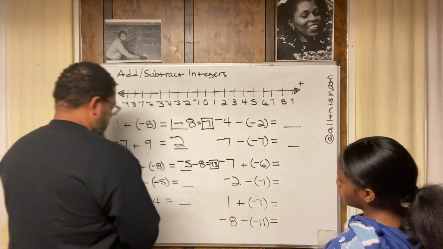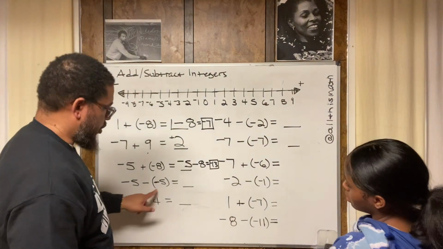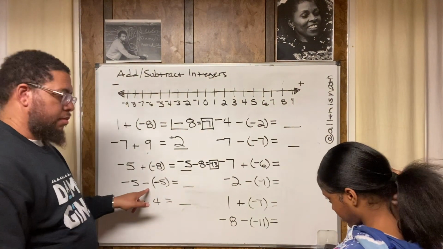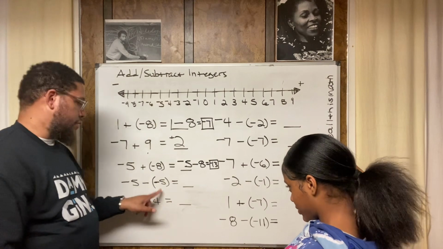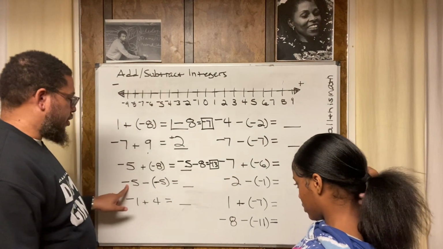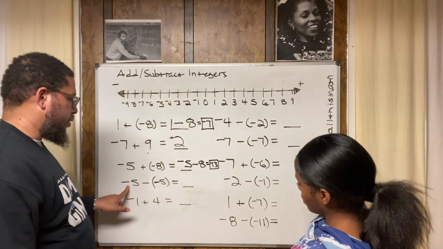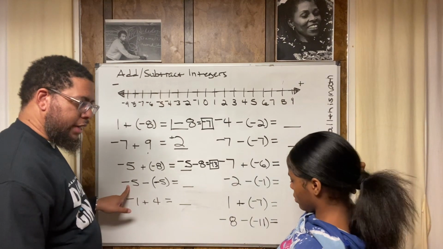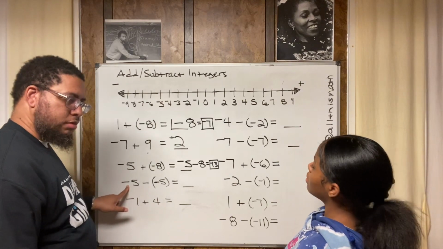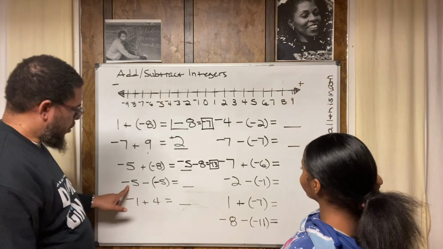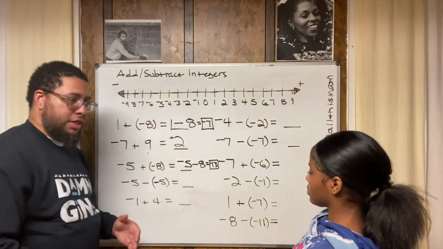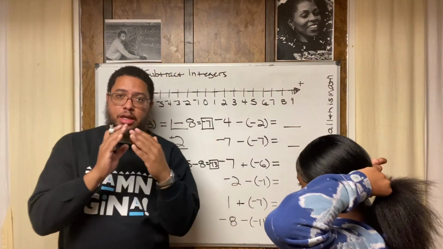All right, -5. Oh, this is different. What's this called? A double negative. Now, just because there's another negative sign in front of the 5, that does not mean it's called a triple negative. So anyway, double negative means that there are minus signs in between the numbers.